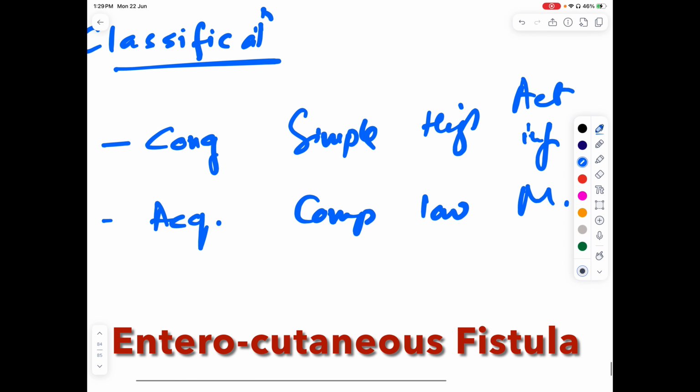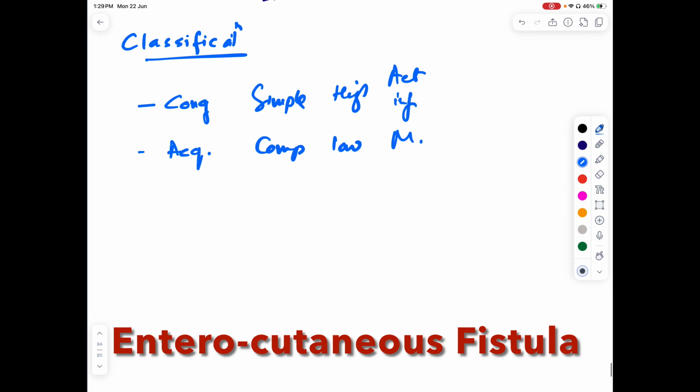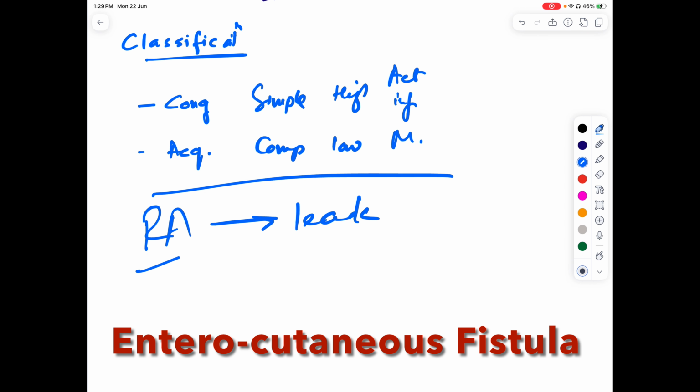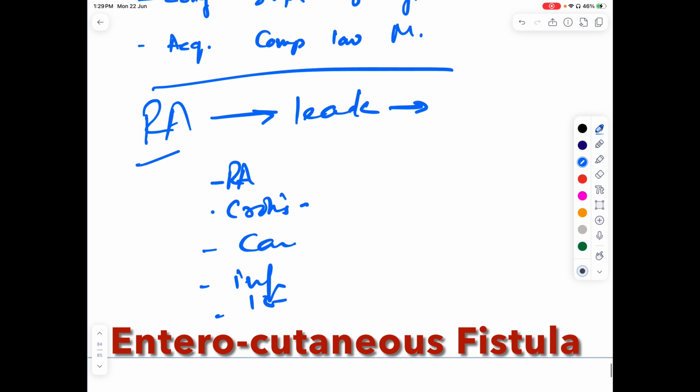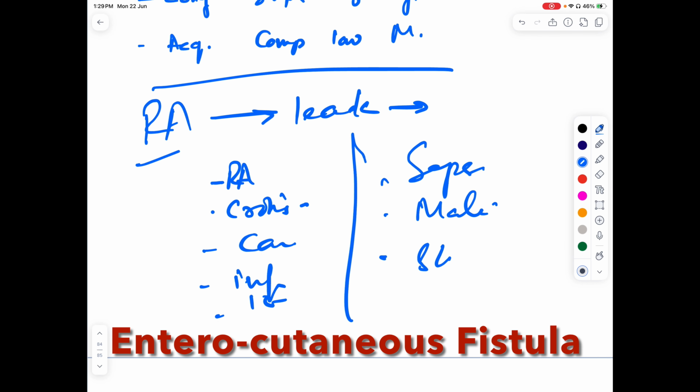Most commonly it is caused when, after resection anastomosis, there is a leak, and after a few days or months that leads to formation of a fistula. Predisposing factors: why does a fistula occur? Commonly resection anastomosis, Crohn's disease, cancer, infection, ischemia. Complications are sepsis, malnutrition, fluid loss, skin problems, and fluid electrolyte imbalance.